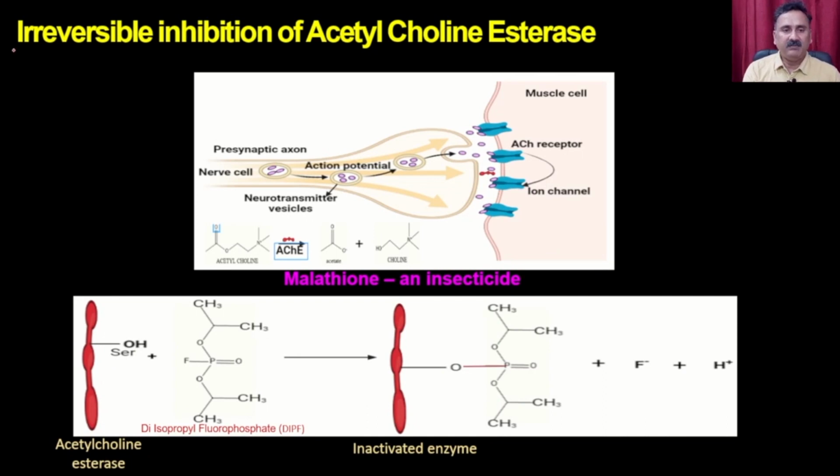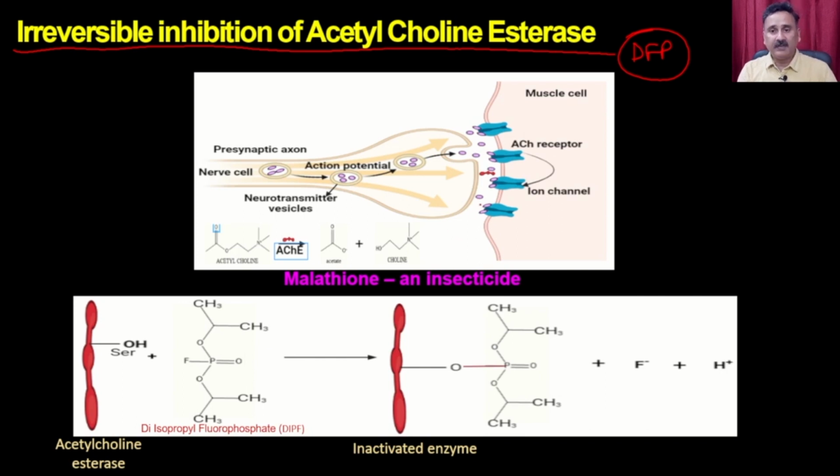Now, irreversible inhibition of acetylcholinesterase by DFP, right? DFP is a very potent inhibitor. When it inhibits acetylcholinesterase, it interferes with neural transport, and because of that, it stops the communication between the muscle cells and the neurons, okay? As a result, it stops the activity of the muscle cell, because you know that muscle cells require the neural signal for their actions, right?